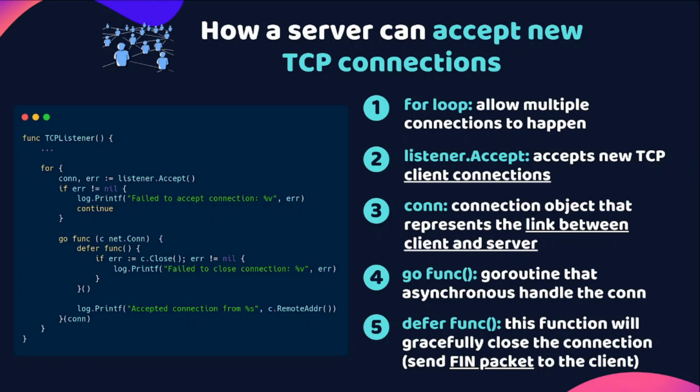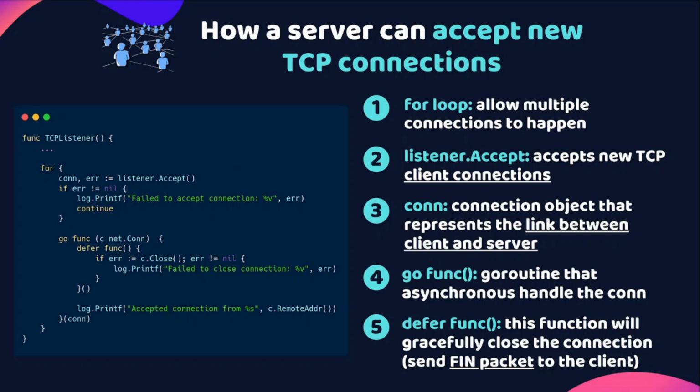Let's talk about the process step by step. The first step is accepting connections. In this line, we are accepting connections. Inside the for loop, the server waits for a connection by using the accept method on the listener. This method blocks or pauses until a client tries to connect and the TCP handshake is completed.